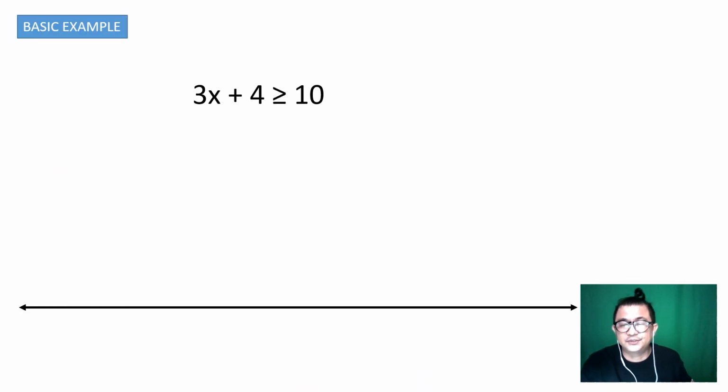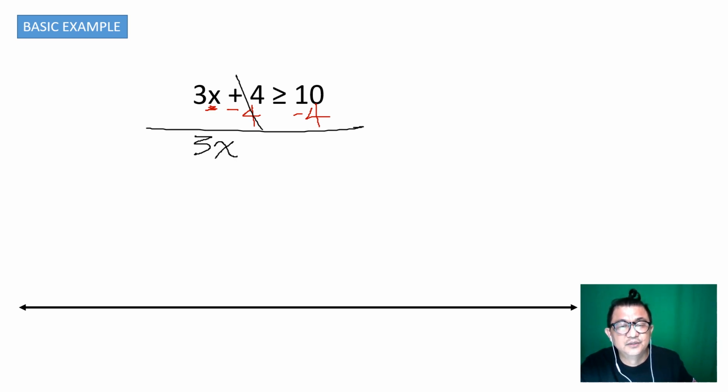All right, so let's do this basic example. Again, we want x to be alone. X is a loner. I want to get rid of the plus 4. Opposite of plus, subtract to the left, subtract to the right. Then I can cancel it. 3x goes down. And the symbol also goes down. Greater than or equal 6. Okay. X is still not alone.